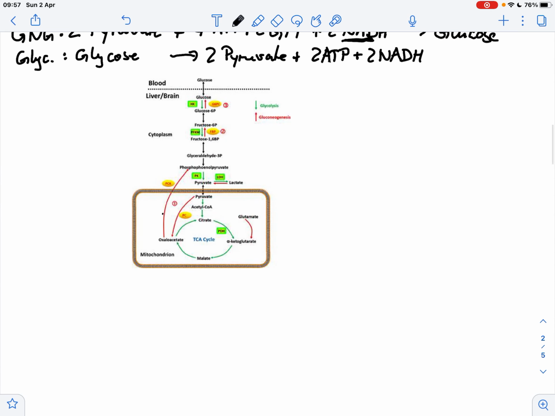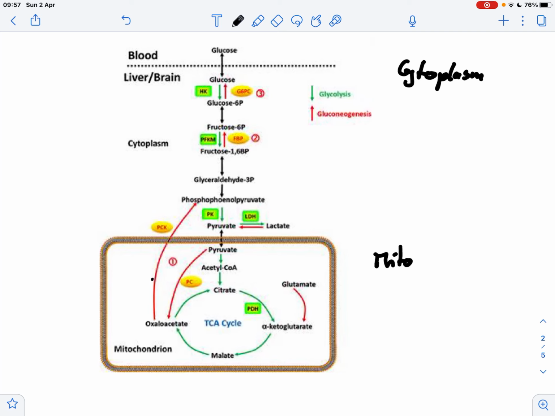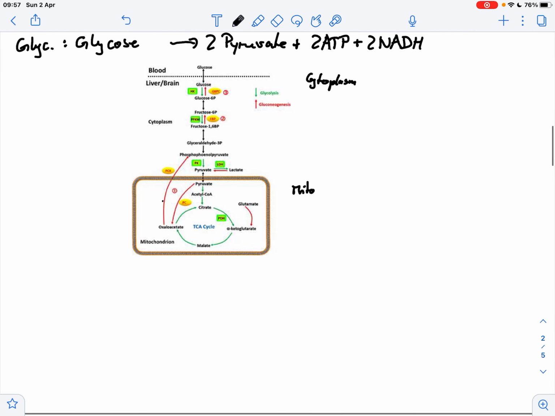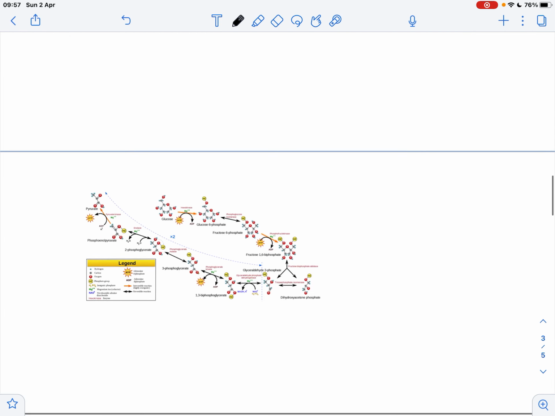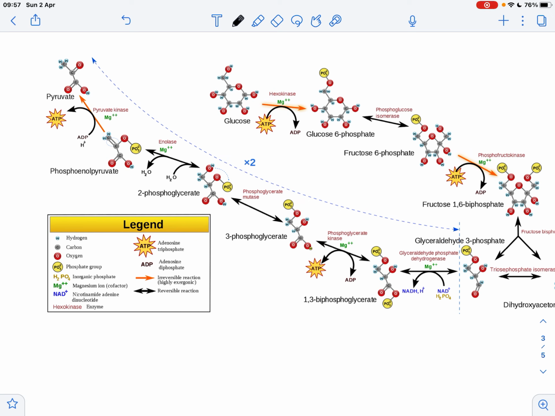If we are actually looking at the scheme, it looks a little bit complicated because gluconeogenesis involves 2 compartments. It involves the cytosol or cytoplasm, and it also involves the mitochondria. So we need to have both present. And there are actually 3 steps in glycolysis. So here's the scheme of glycolysis. There are basically 3 blocks where we have one-way streets.